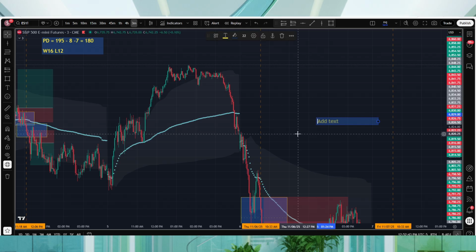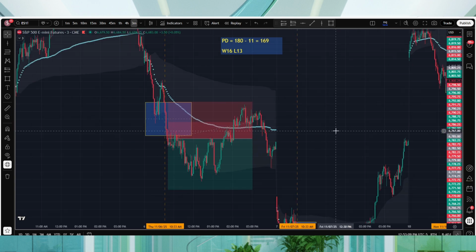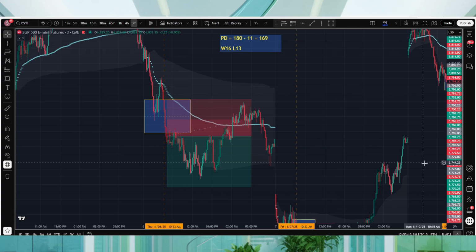So PD equals 180 minus 11 equals 169. All right, so 169, and then wins are 16, and then losses are increasing as well, so 13. All right. Okay.